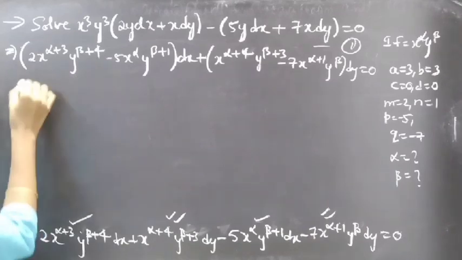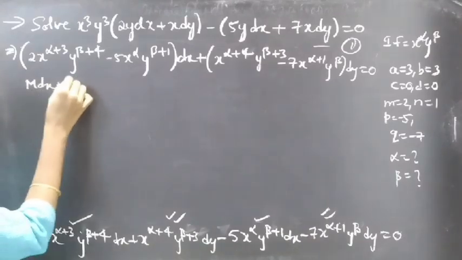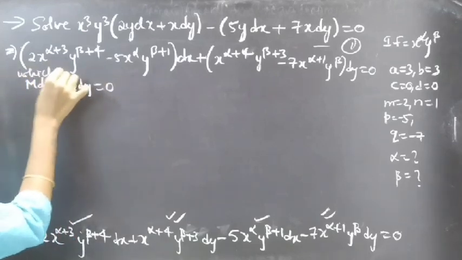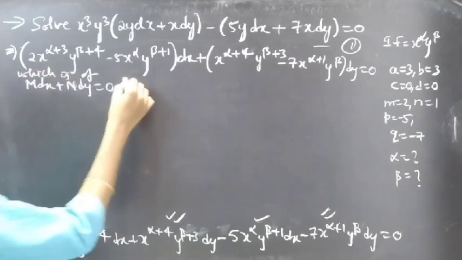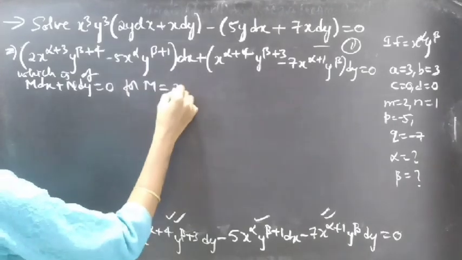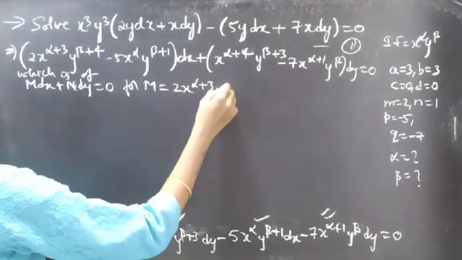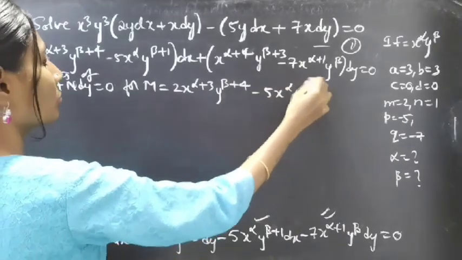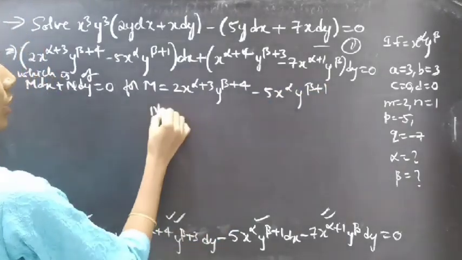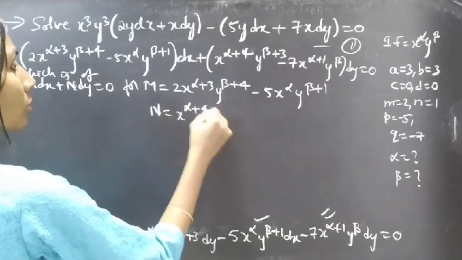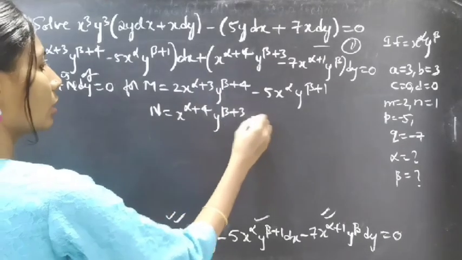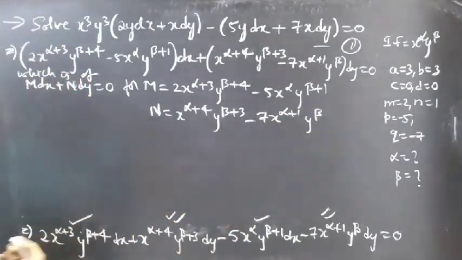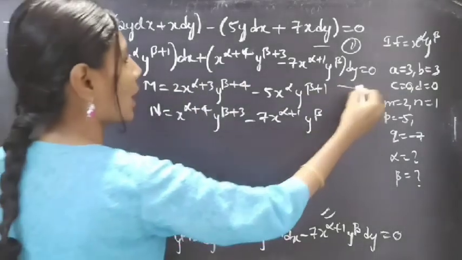This is of M dx + N dy = 0 form, for M equal to 2x^(α+3) y^(β+4) − 5x^α y^(β+1), and for N equal to x^(α+4) y^(β+3) − 7x^(α+1) y^β, right? Consider this equation as some asterisk.